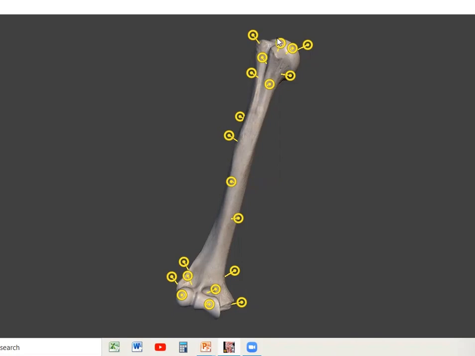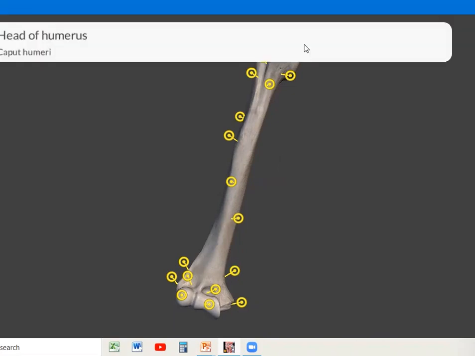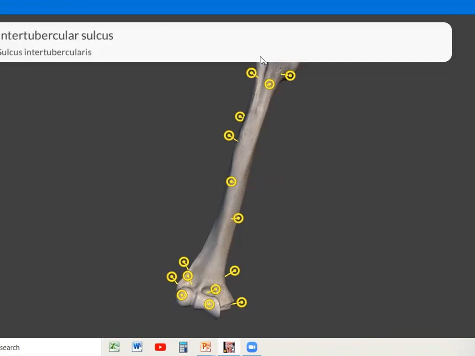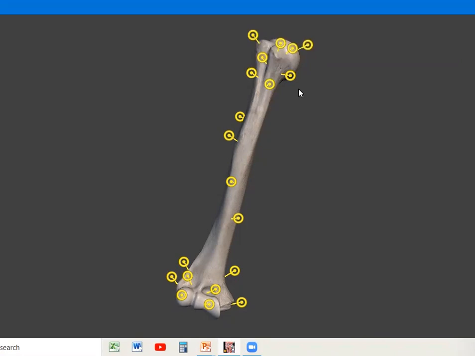Then we see the features of the bone: upper end, shaft, then lower end. First we see the features in the upper end. This is the head of the humerus. This one is the greater tubercle. This one is the lesser tubercle. This one is the anatomical neck. This is the intertubercular sulcus. This is the surgical neck. This one is the crest of the greater tubercle. This is the crest of the lesser tubercle. These are the features of the upper end.